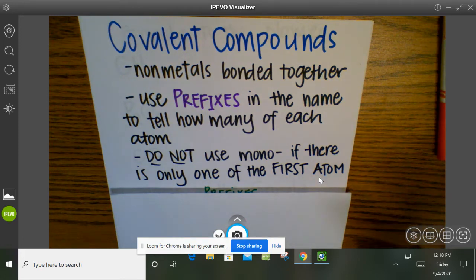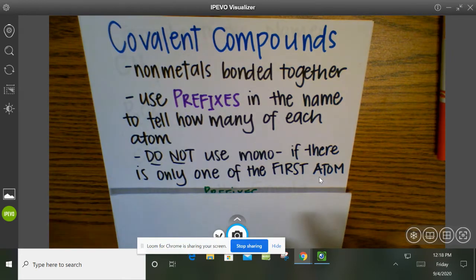The next set of compounds that we're going to look at in terms of how to name them and write formulas for them are covalent compounds. If we remember, covalent compounds are formed when nonmetals bond together by sharing electrons. In the names for covalent compounds, we use prefixes, and the purpose of the prefix is to tell us how many of each atom. And a little rule, if you will, is that we do not use the prefix mono if there's only one of the first atom, and we'll look at that as we look at examples.